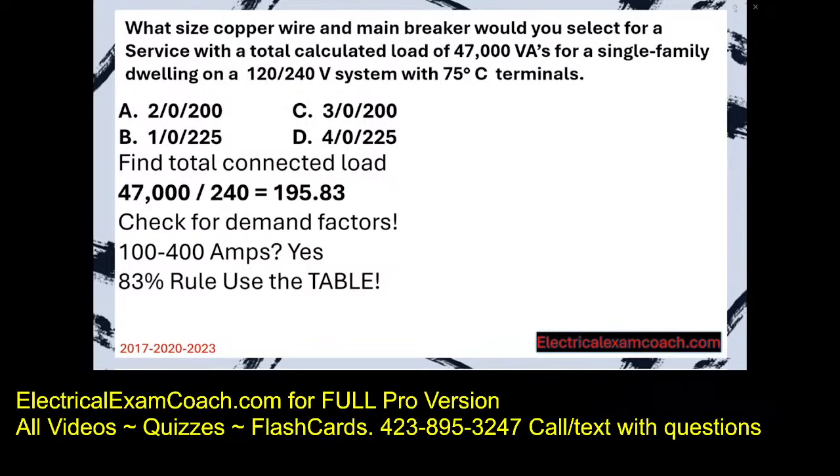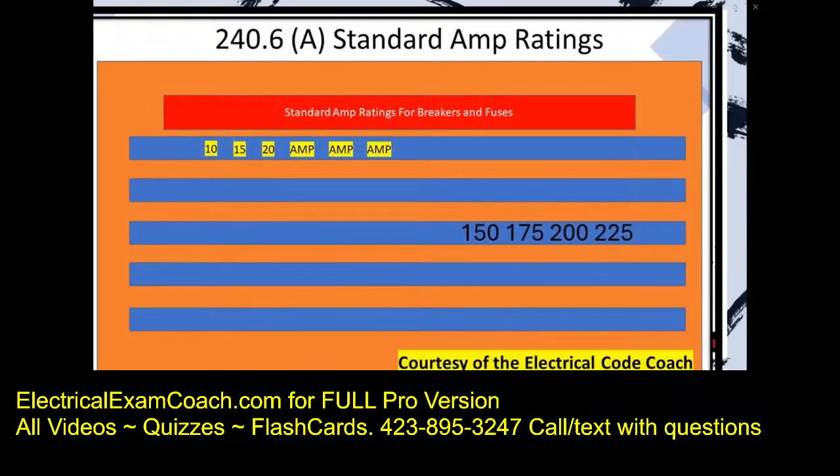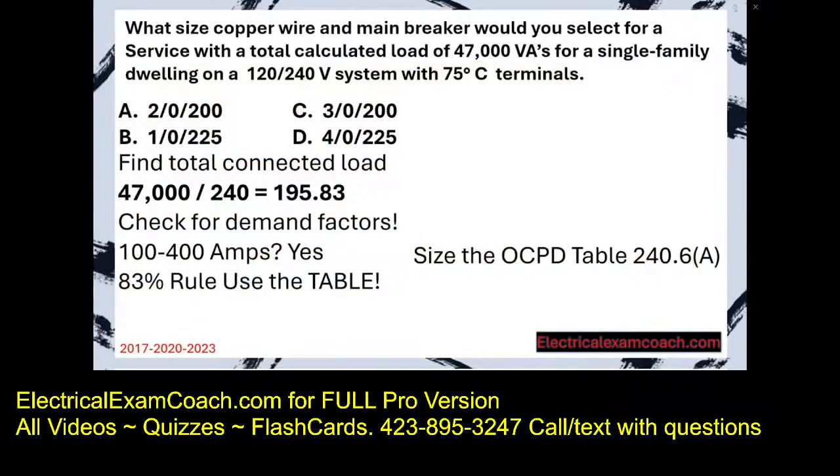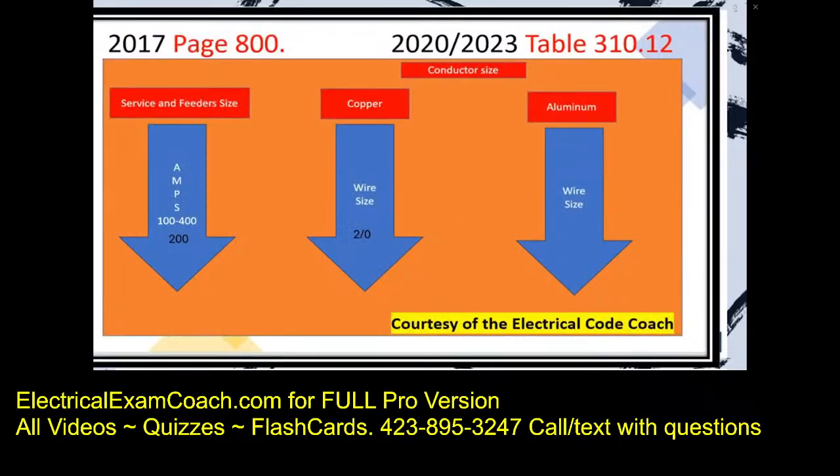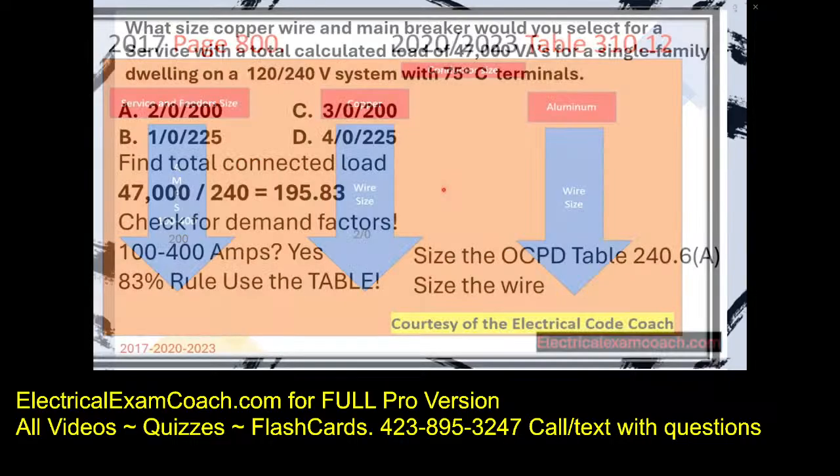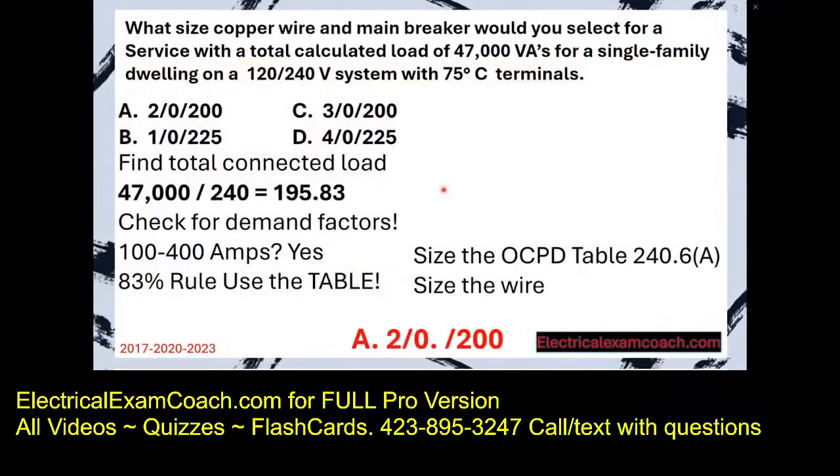Step 1, we're going to size our overcurrent protective device. And we're going to head to Table 240.6(A). We have a 196 amp known load. We're going to choose the next size up and put it on a 200. Now we can use our cheat sheet table. When we head there, we're going to size the wire. Step 1, we're going to be on the left-hand side and find our size breaker. Then we're going to come over to the copper column because that's what it requested, and we're going to find that we need to put it on a 2-aught. And in this case, we would have 2-aught copper on a 200 amp service. Great job.